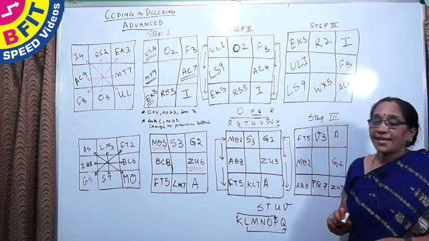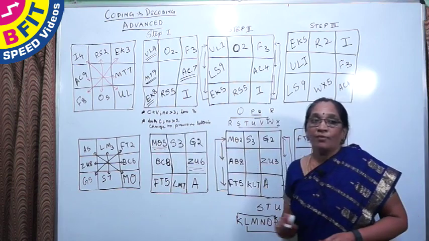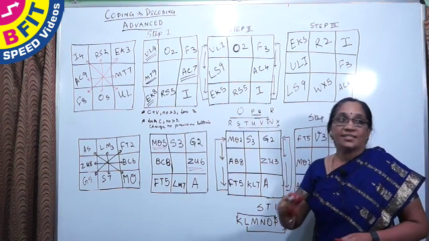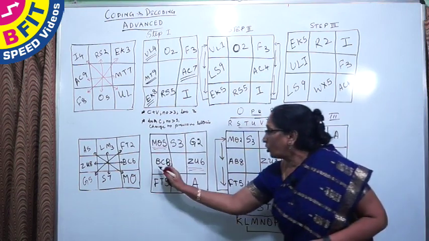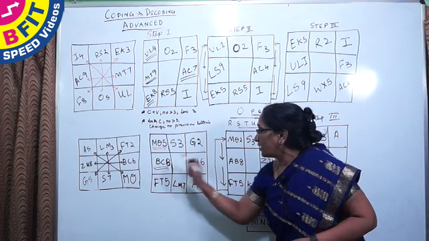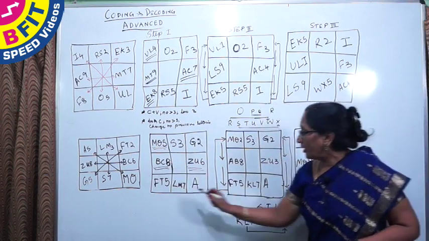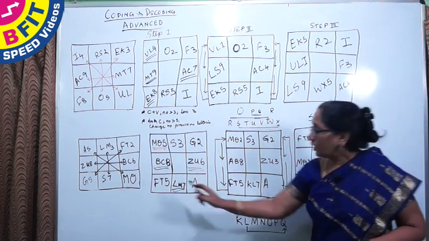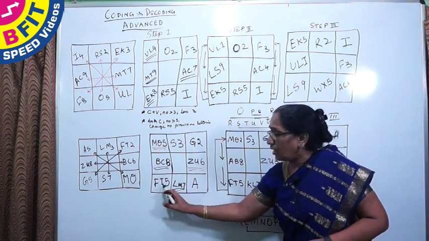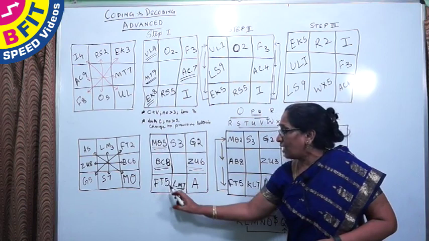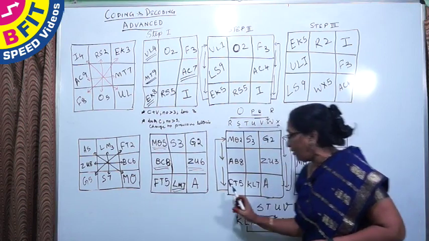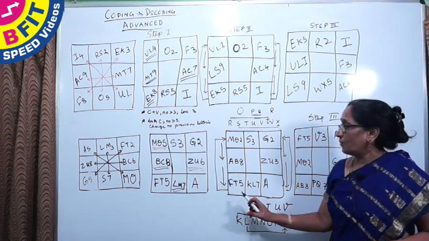And let us take the second rule, wherein if the letters are both consonants and the number involved is greater than 5. Here both are consonants and the number is greater than 5. And here also both are consonants and the number is greater than 5. In this case, even though the alphabets are both consonants, the number is just 5. So there is not going to be any change for FT5. We write it as such.